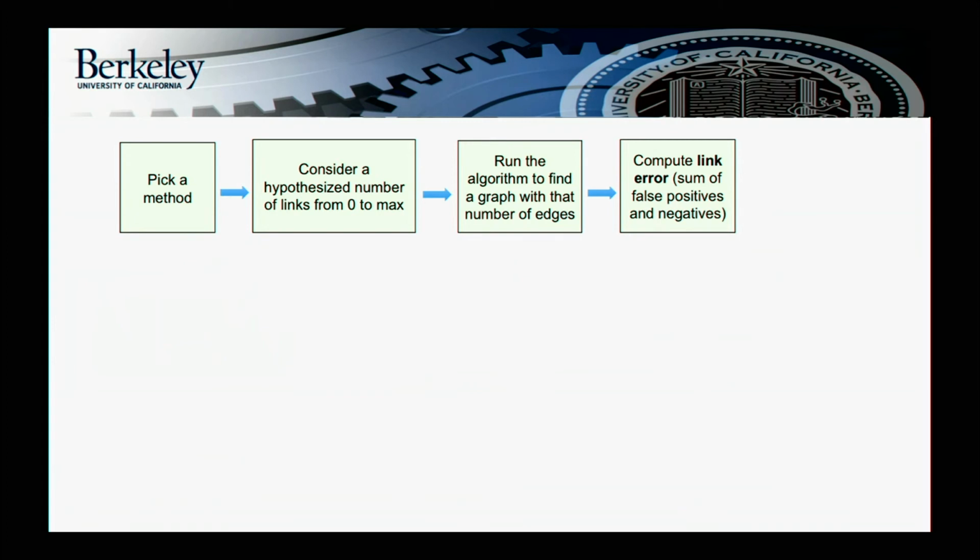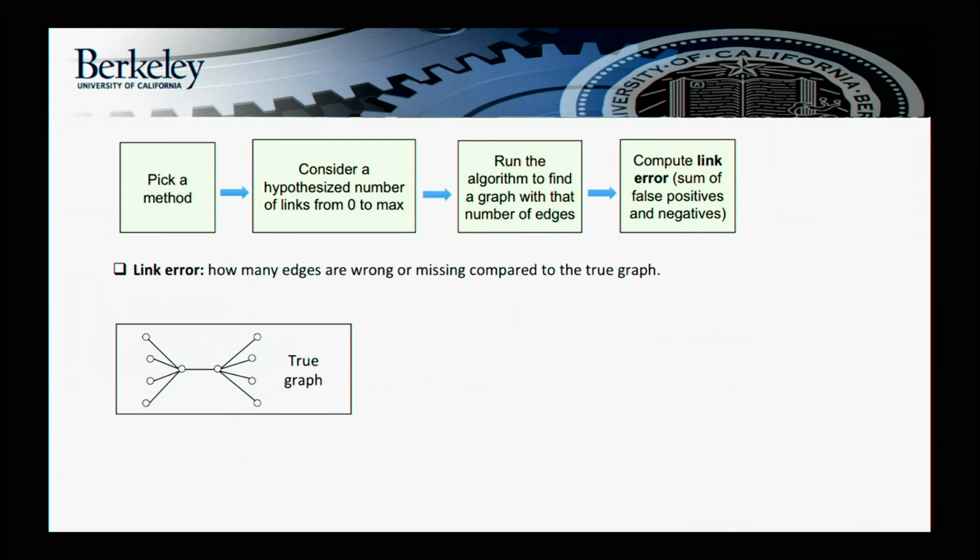But then the question is, for the graph that we obtain, how close is it to the true solution? In order to do that, we're going to compute an error, which we call a link error. We define it as the sum of false positives and false negatives. In this scenario, we need to know the true solution. In our synthetic data case, we already know the true solution, so we can compute the link error.